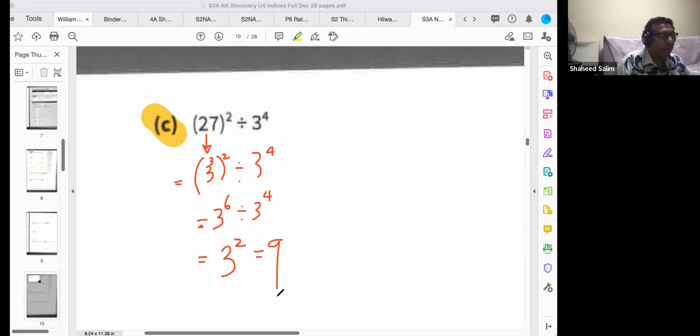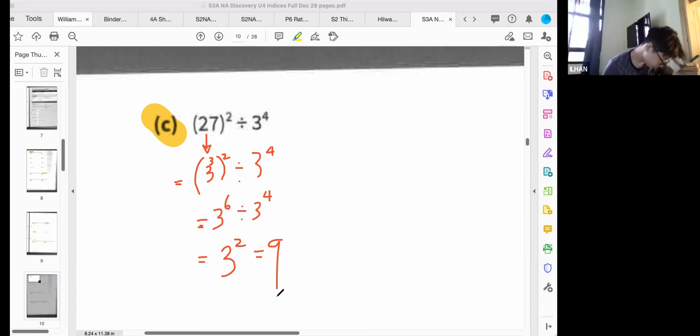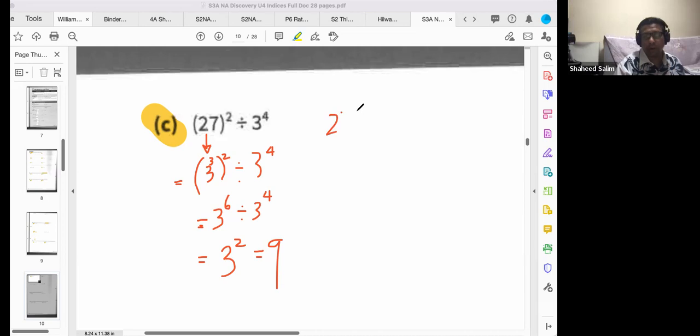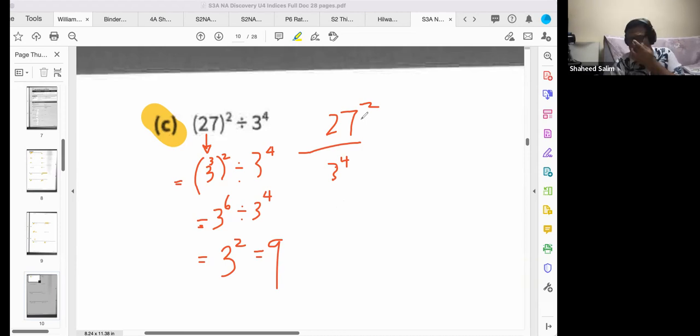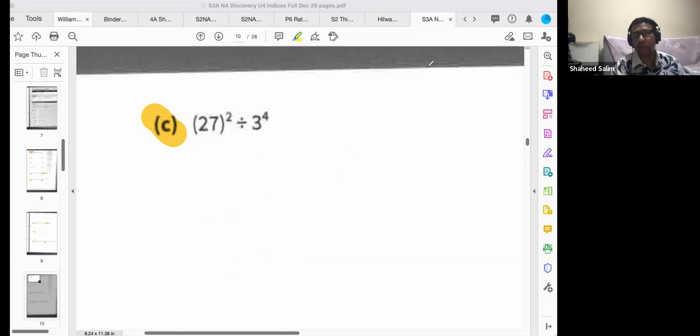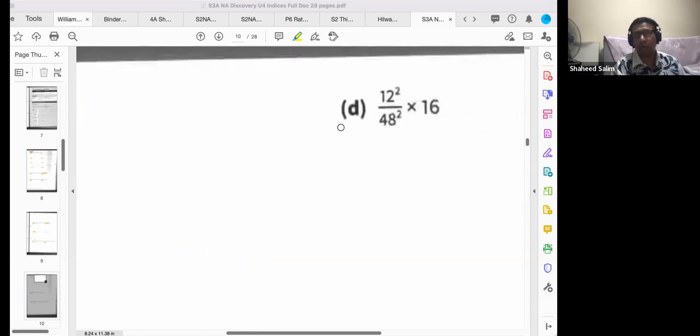But the question is, do you know where you went wrong? Where do you go wrong? I put 27 square, like when I type. So your 27 square is correct, then over 3 to the power of 4. So you sure you understand? You want me to go through your mistake? You okay with this? Okay, we just go a little more. I know it's 7:05 already. Just we do 2 or 3 more questions, can?